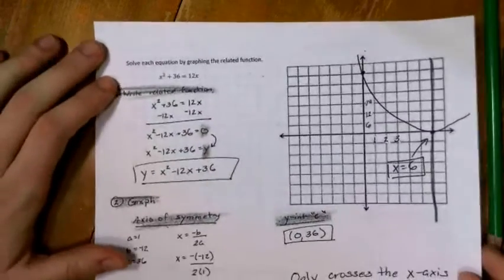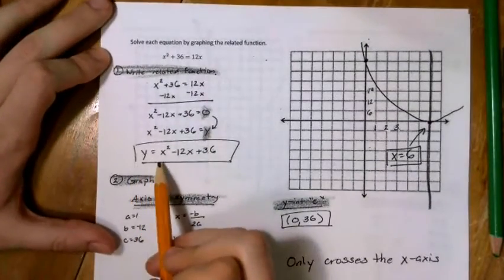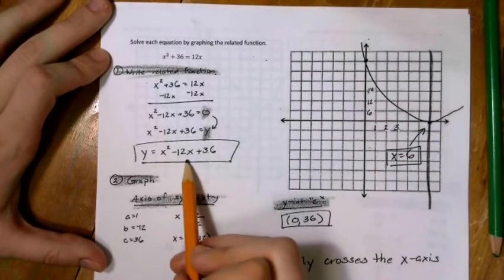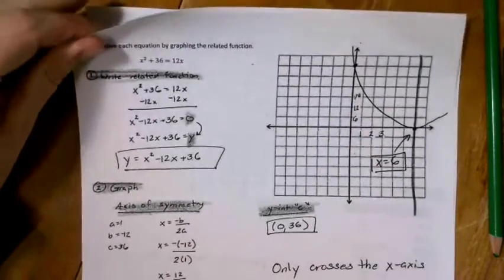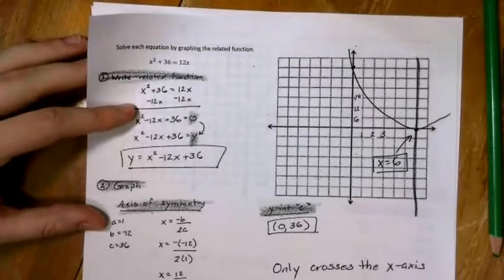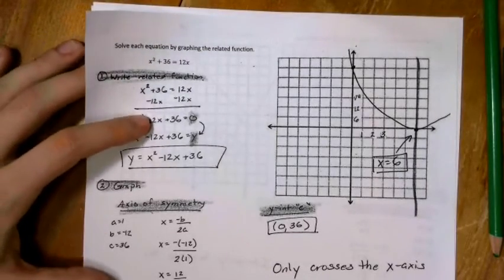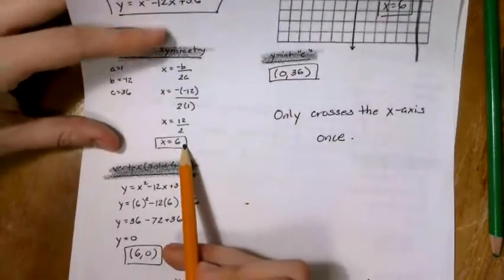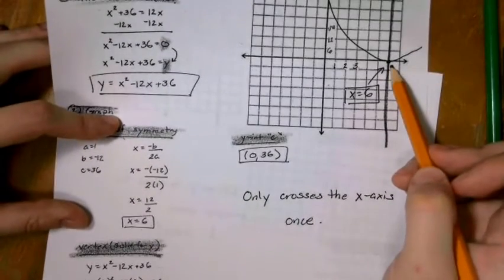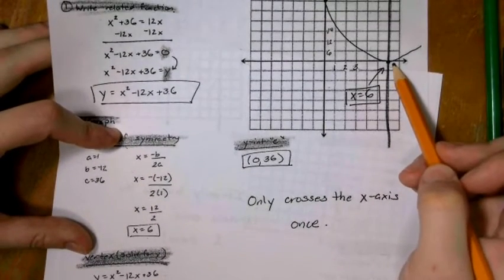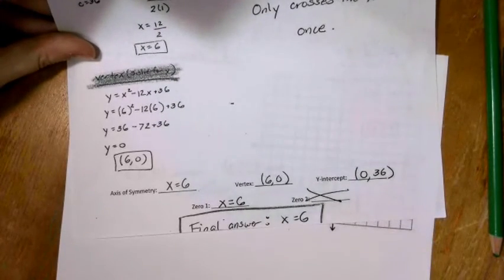You should have gotten y equals x squared minus 12x plus 36 for your equation. When you go to graph that, your y-intercept is at 0, 36. Your axis of symmetry is at 6, and when you plug in that 6 to find your vertex, you get a y of 0. So it only crosses once right there at the x-axis. So x equals 6 is your final answer. There's only one.